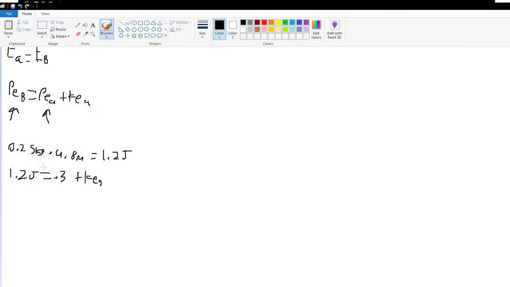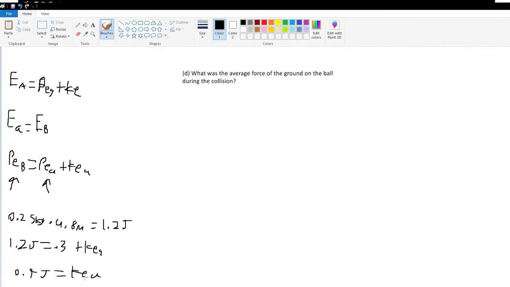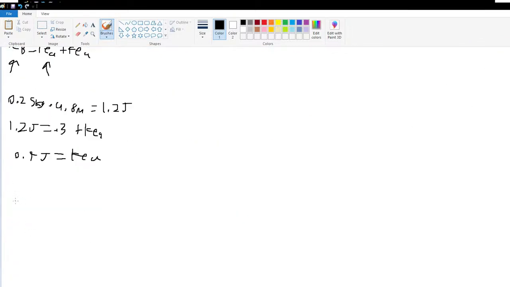So we're going to do a little math here. We can find that 0.9 joules is equal to the kinetic energy at point A. And if we expand our kinetic energy formula out, we have 0.9 joules is equal to 1/2 m, which we know is 0.25, times v squared. So we can take 0.9 and divide that by 1/2 of 0.25.